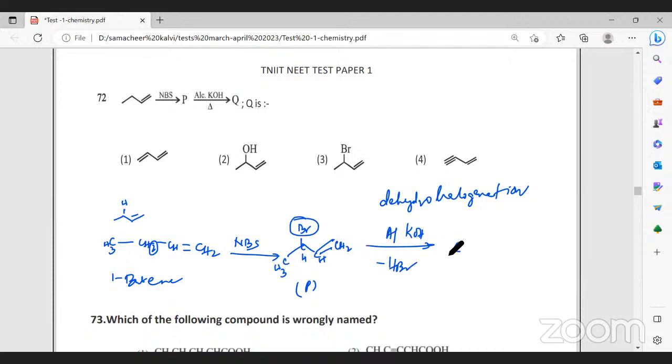Now what happens? So you'll have CH2, a single bond CH, a single bond CH, and a double bond CH2. But this carbon has only 3 bonds, and this carbon atom also has only 3 bonds. Tetravalency is not satisfied. Therefore, a double bond will be formed between these 2 carbons. We can write the structure like this: CH2 double bond CH, single bond CH, and a double bond like this. Therefore, the answer for this question is option 1. You should know this reaction.